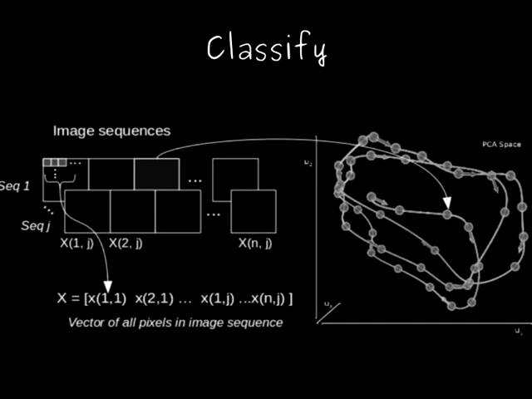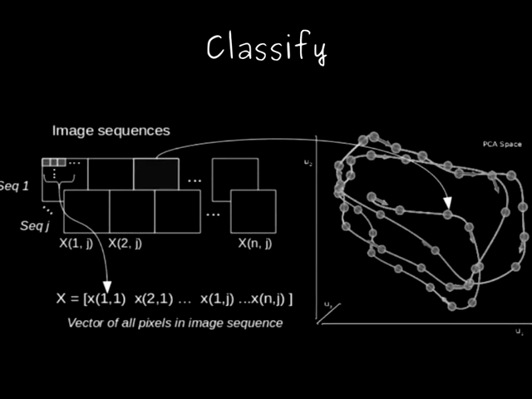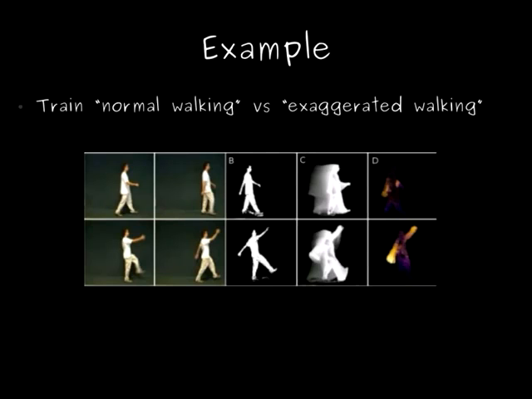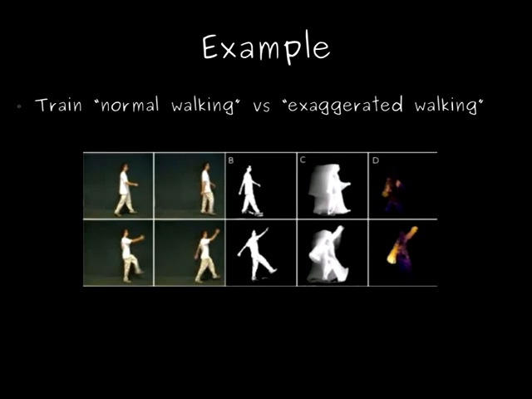As described previously, each of the motion template sequences are transformed into a set of points, forming a trajectory, through principal component transformation. In this new space, trajectories of different motions form different clusters. In order to demonstrate our software, we show an example of binary classification between normal walking and exaggerated walking. The training consists of all videos of people carrying out these two actions.